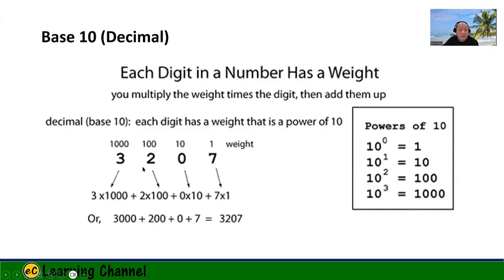So right here we have 3,207. It's 3 times 1,000 plus 2 times 100 plus 0 times 10 plus 7 times 1. You end up with 3,207. So 3, we call it the thousands place. The value is 3. 2, we call it the hundreds place. The value is 2. Is that okay so far? Yeah. It's base 10.